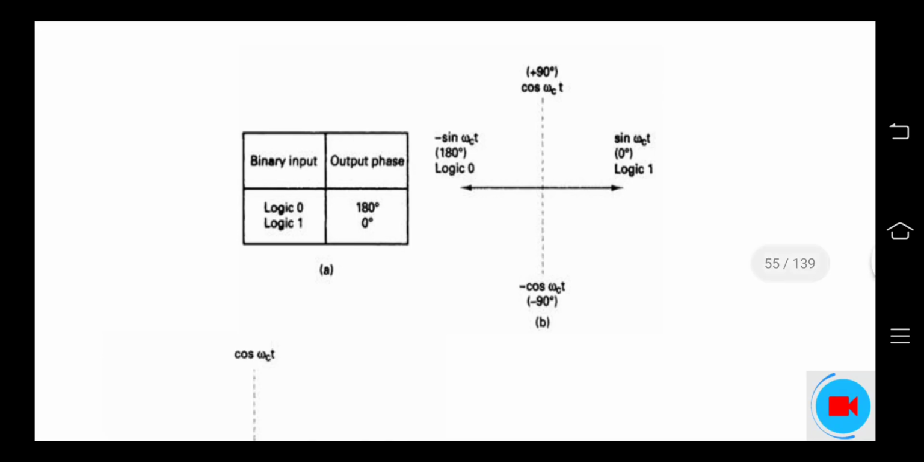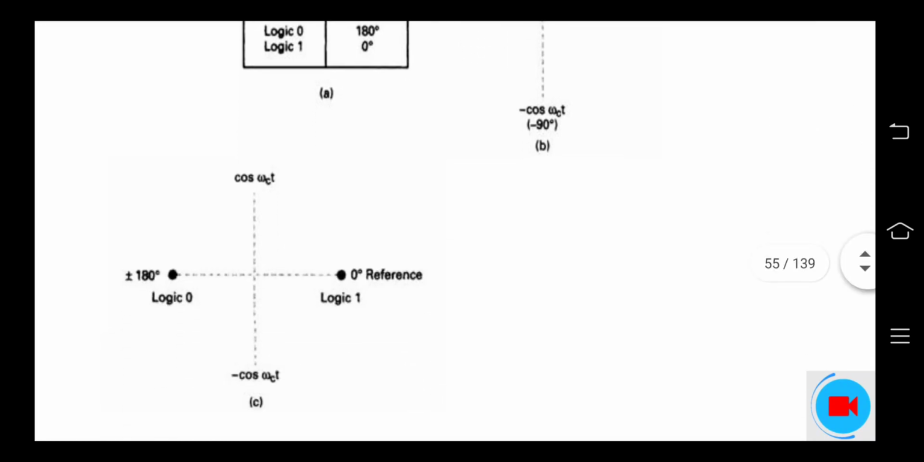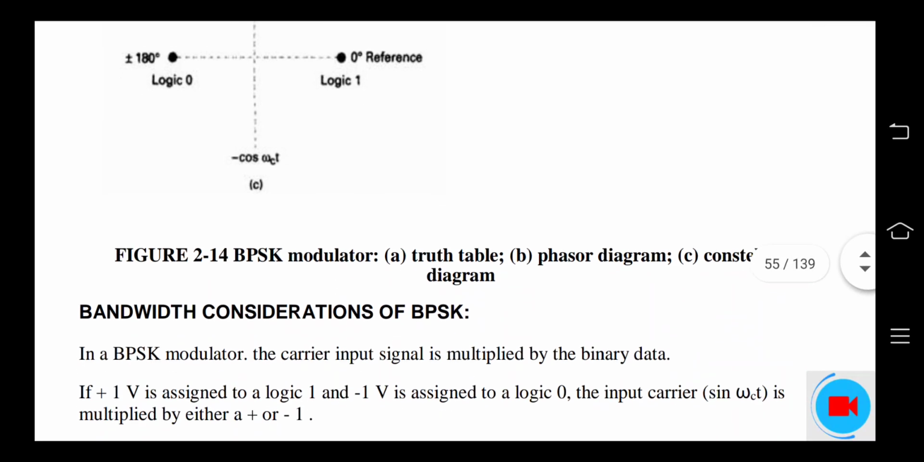And this is simply how to define: logic 0 is 180 degrees out of phase, logic 1 is 0 degrees. So you can represent it graphically from 0 to 180 degrees, cos omega c to minus cos omega c. This is how you can symbolically represent the logic information.